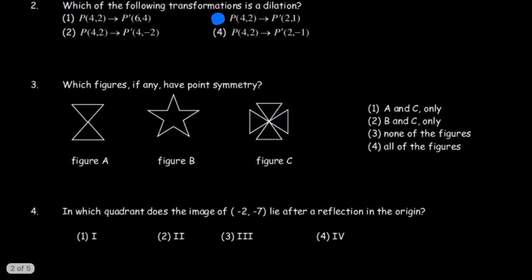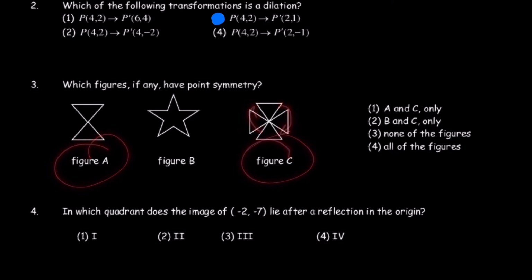Question 3, which figures, if any, have point symmetry? So that means it would be the same upside down. Yes. No. Here's why, because the point would come down here. So this does not, and clearly, yes, this does as well. So A and C only.